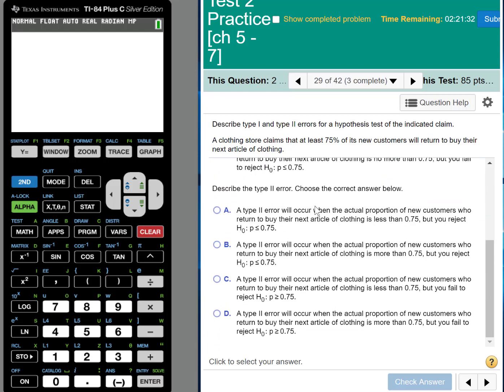What's type 2? Type 2 error is when you fail to reject H0 when it is actually false. So you fail to reject H0 when it is actually false. And it's going to be a type 2 error when the actual proportion of customers who return to buy their next article is more, okay, it's the last one, but you fail to reject H0.